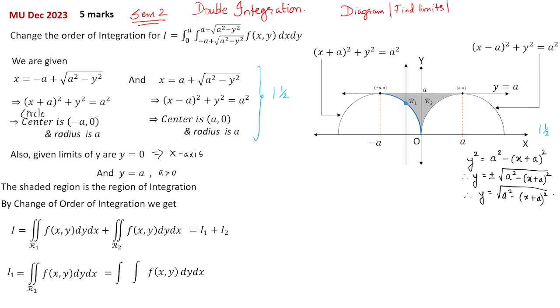This is the lower limit for y. So I get the lower limit as y equals the square root of a square minus x plus a the whole square.